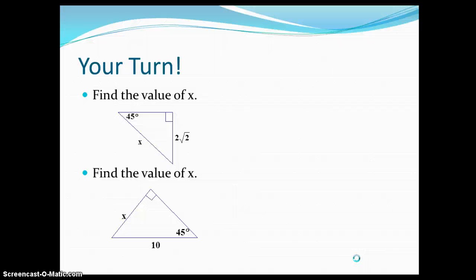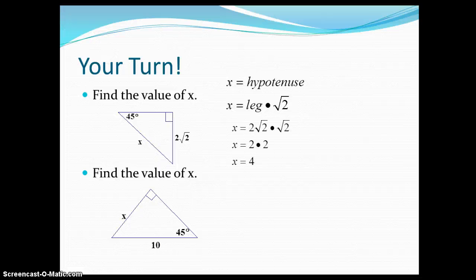In our first example, x is the hypotenuse. So x is going to be the leg times square root of 2. So 2 square root of 2 times square root of 2. Well, the square root of 2 times the square root of 2 is 2. So we're going to have 2 times 2. X is going to be 4.